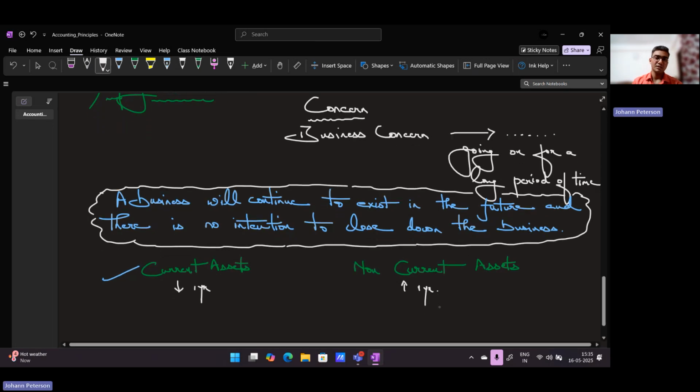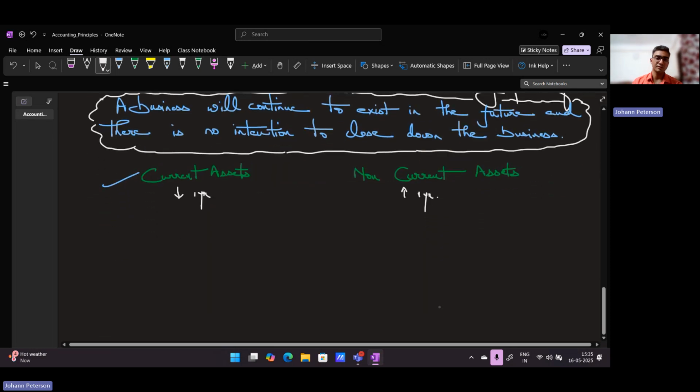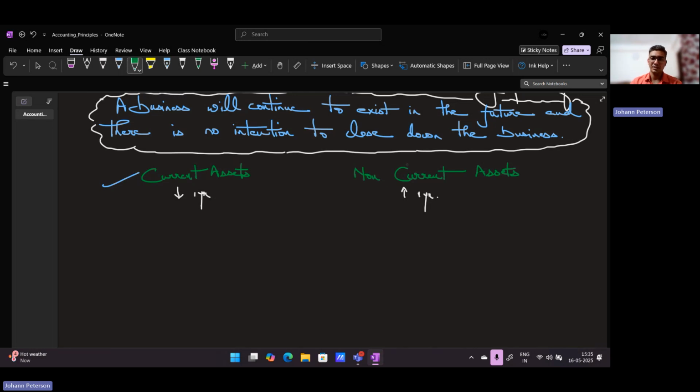So if we have something already in place that a business is going to continue to exist for a long period of time, that is when we will distinguish between these two kinds of assets. If not, it doesn't make sense talking about two types of assets. We do not have any significance if we don't consider a business continuing to exist for a long period of time.